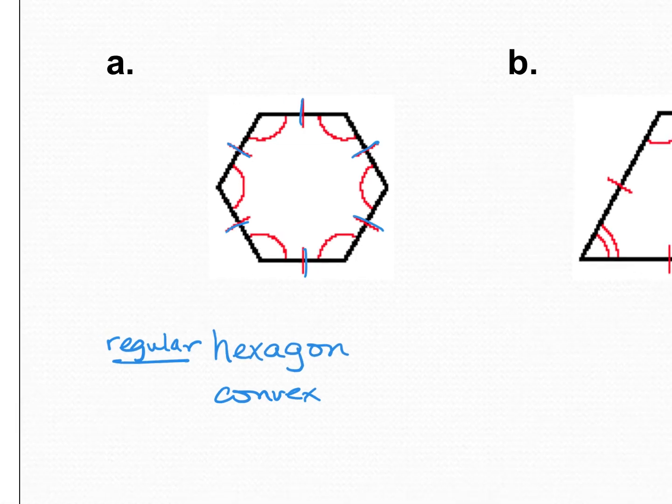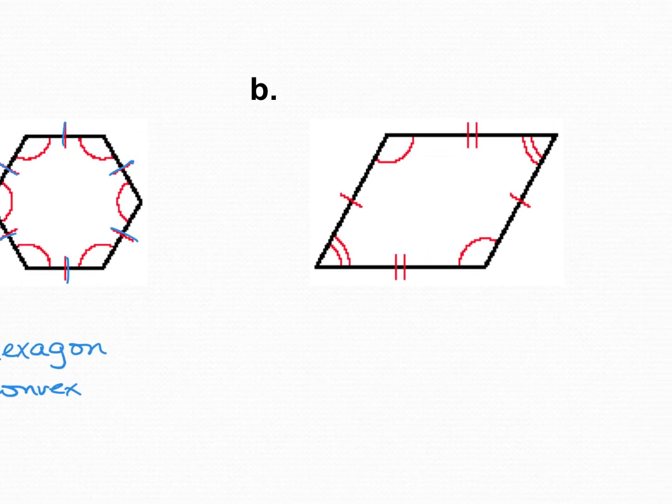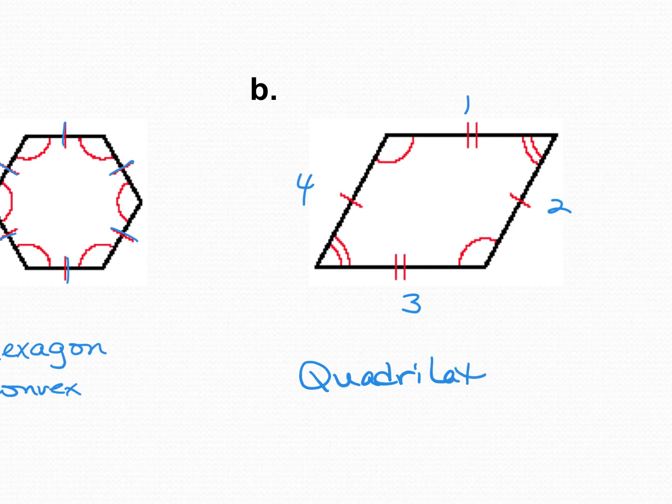The next one, we're going to count those sides. And we have 1, 2, 3, 4. The four-sided figure is called a quadrilateral. Now, later on, more specifically, we're going to learn that this is a parallelogram. But again, for now, know that it is just a quadrilateral.